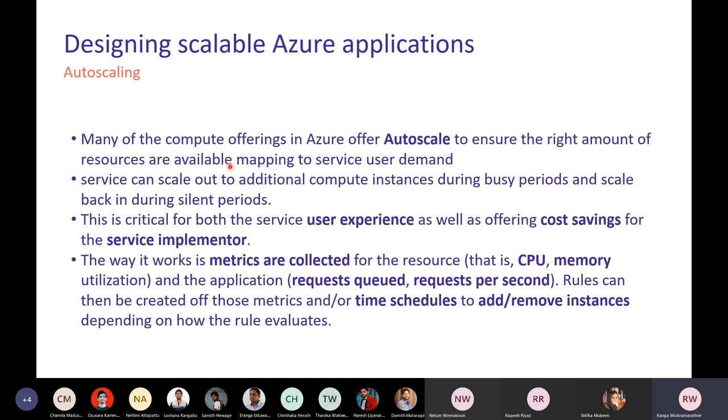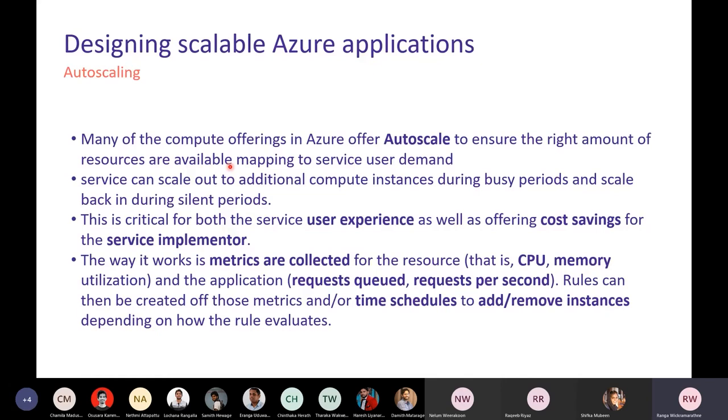And the next thing is auto scaling. So many of the computing offerings in Azure offer auto scale, so the right amount of resources and services can be scaled out and scaled down based on the auto scaling.